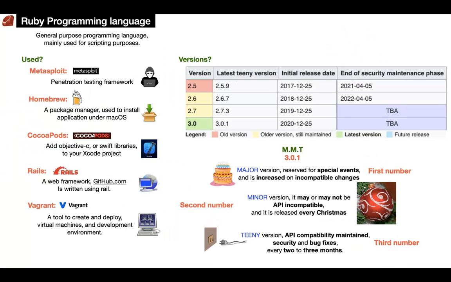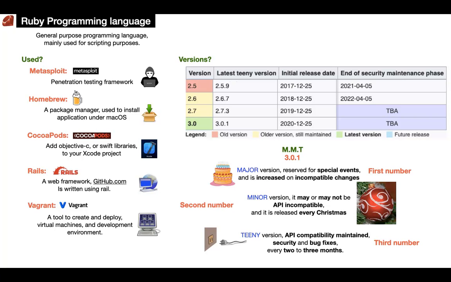This being said, Ruby is a general-purpose programming language, so it can be used for anything, but where is it used, you might ask? Well, some notable usages of the Ruby programming language are Metasploit, which is used for penetration testing. Homebrew, which is a package manager, used to install applications for Mac OS. CocoaPods, which is used to add Objective-C and Swift libraries to Xcode projects. Rails, which is a web framework. The GitHub website is written using Rails. Vagrant, a tool to create and deploy development environments and virtual machines.